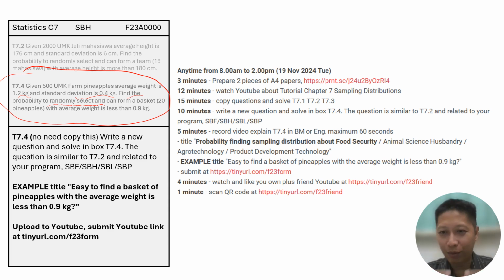After you solve this problem, you're going to take a video and then upload it to YouTube, and later on submit your YouTube link at the given Google form here. This is the eCampus instruction. So just follow the eCampus instruction.